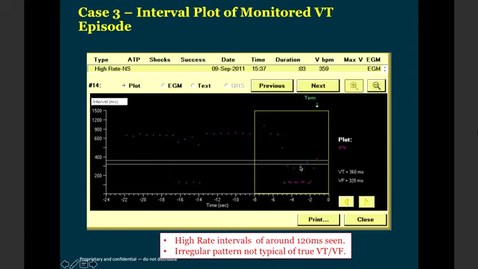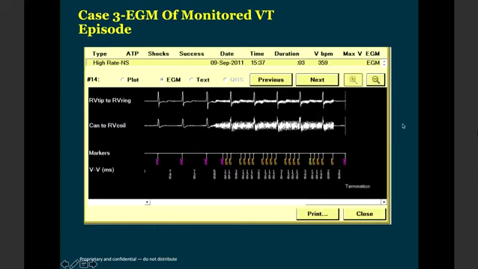It's highly irregular. Some are here, some are here, some are here. It's all over the place. So irregular RR intervals. Some are very, very rapid, 120 milliseconds in this case. So you know that there is a problem in the lead integrity here.